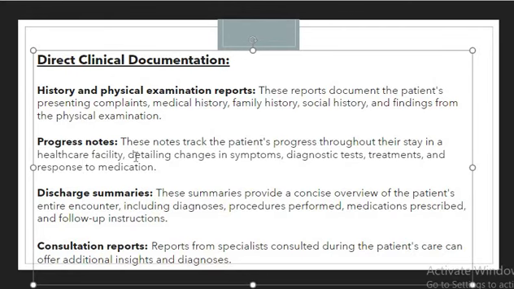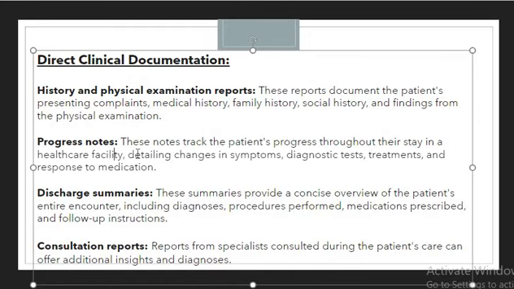We have progress notes. What is this? Now assume that a patient who has visited the doctor is admitted to the hospital. The hospital management or department will prepare the progress notes. What are progress notes? These notes track the patient's progress throughout their stay in the healthcare facility. As I told you, he is admitted to the hospital, so the medical department will take proper progress notes throughout the patient's stay in the healthcare facility.